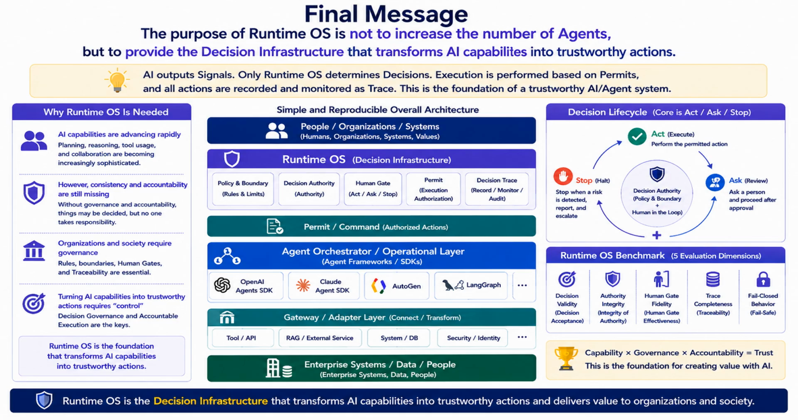The goal is not simply to make AI more autonomous. The goal is to transform AI capability into trustworthy action through governance and accountability. Agent frameworks maximize the capabilities of AI, while Runtime OS connects those capabilities to the right decisions and controlled execution. Capability × governance × accountability. Only when these three come together can we create trust. Runtime OS is not a mechanism for restricting AI. It is a decision infrastructure that enables us to transform AI capabilities into trusted value within organizations and society.